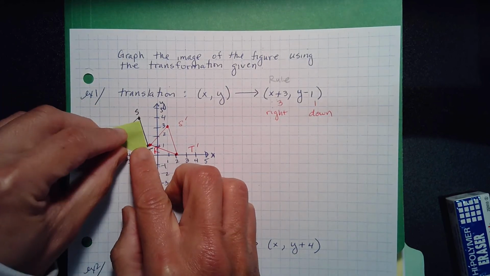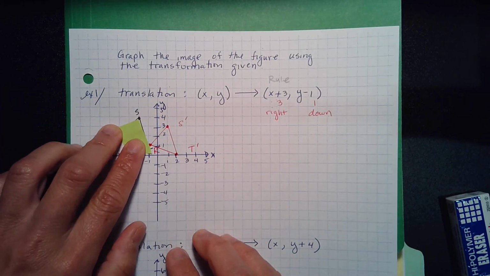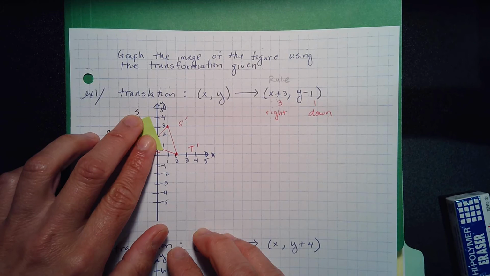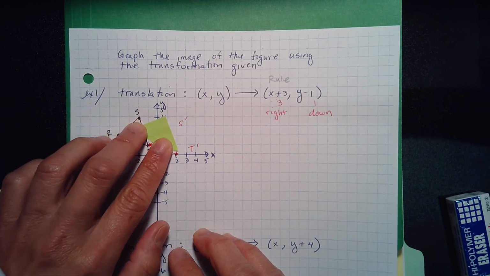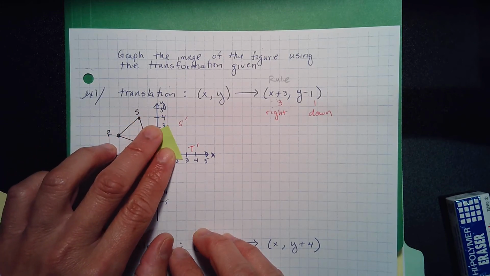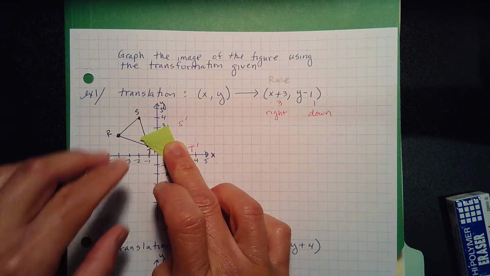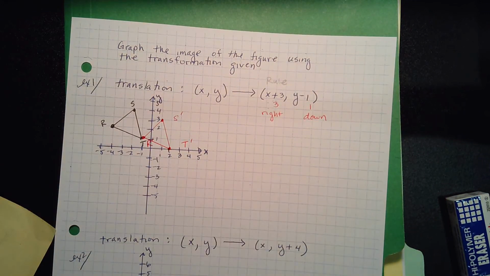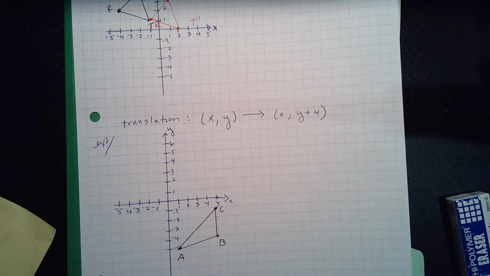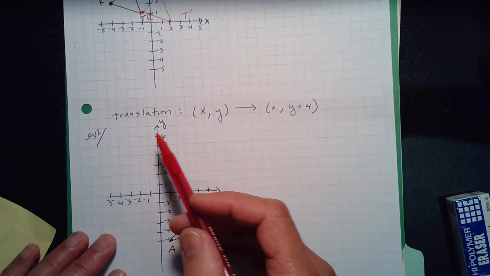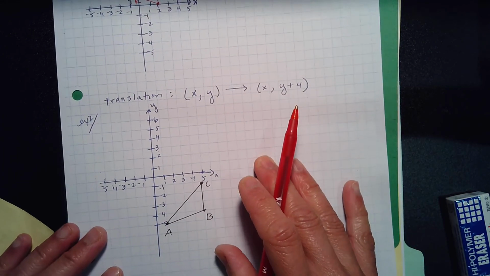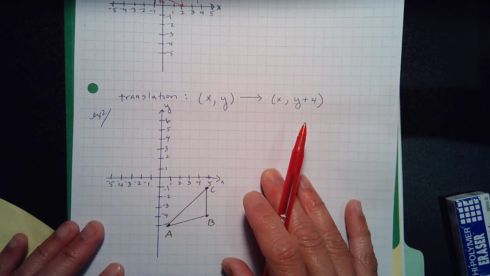So again, we move this triangle 3 units across, 1, 2, 3, and then we moved it 1 unit down. So that's what we did. Next, let's look at the translation again. So it's another translation. So here's the rule.